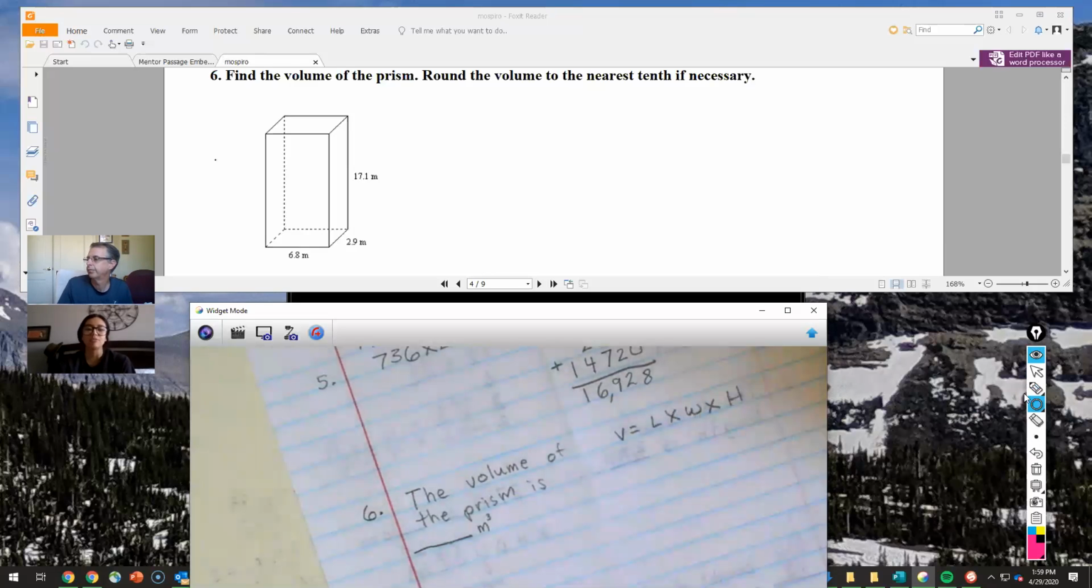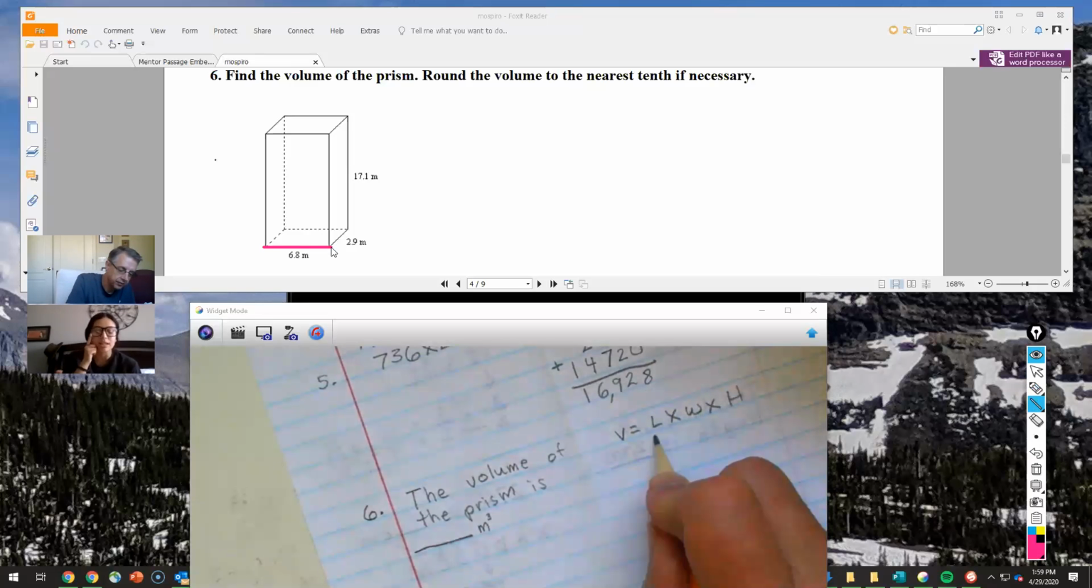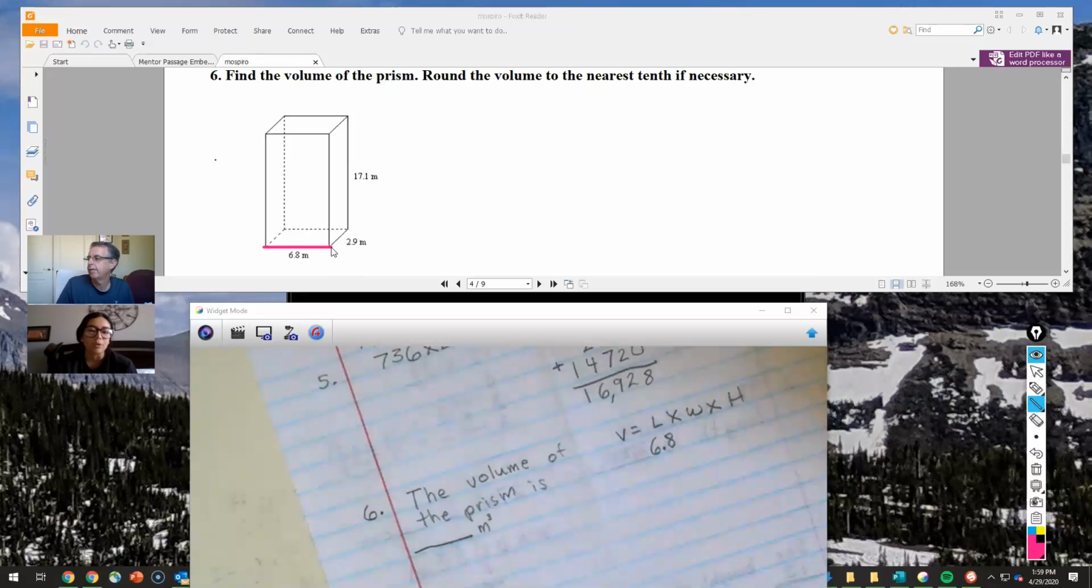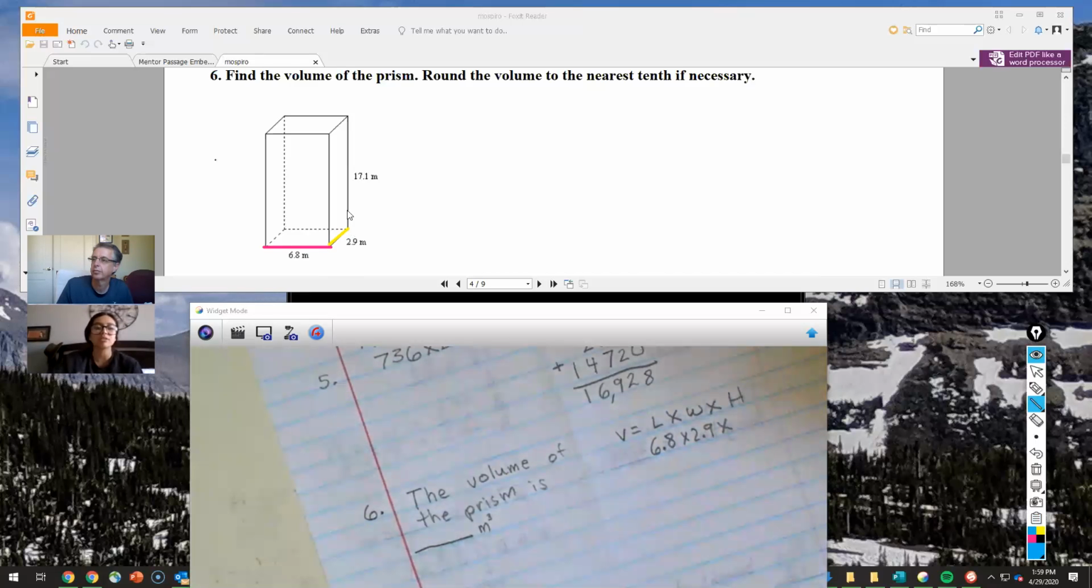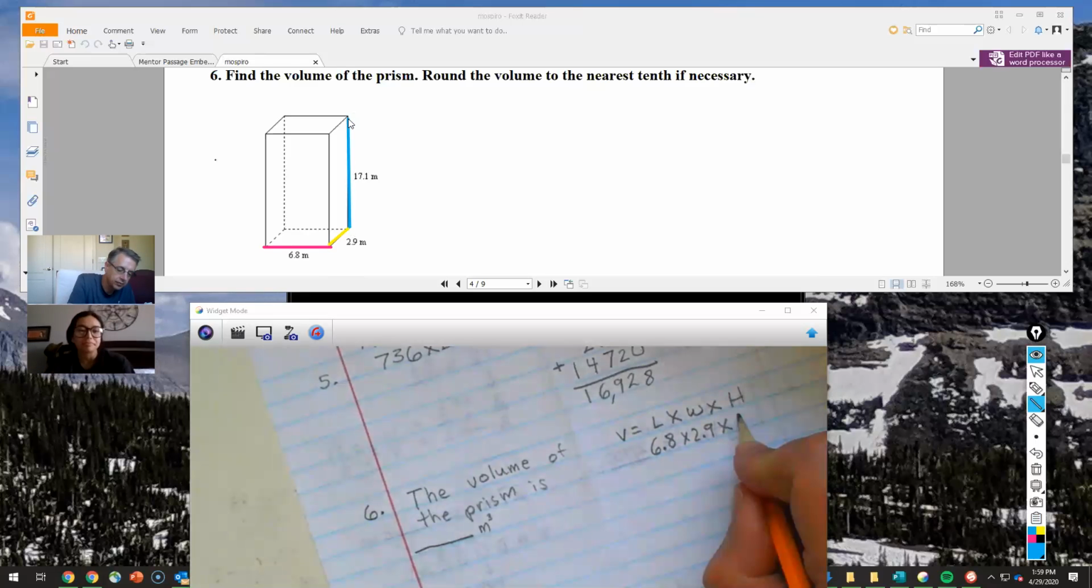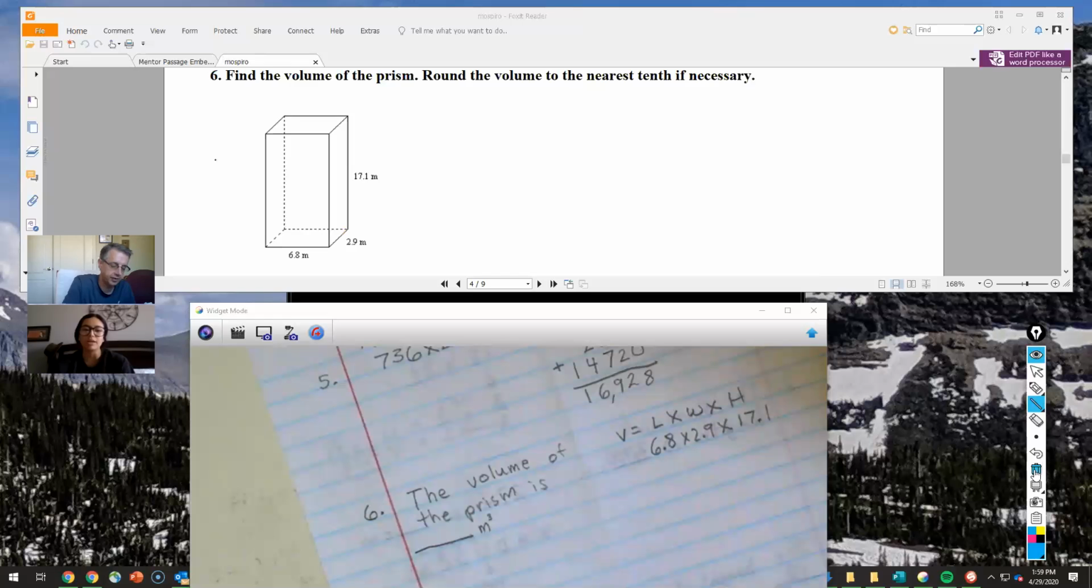And let's go ahead and write down our numbers. So our length is going to be from side to side, which is going to be our 6.8, 6 8/10. And then our width is going to be front to back. So that is going to be our 2.9 right there. So go ahead and write that down underneath your W. And for our height, it is going to be our 17.1 because it is top to bottom, or how tall it is. So then we are going to go ahead and multiply these out.